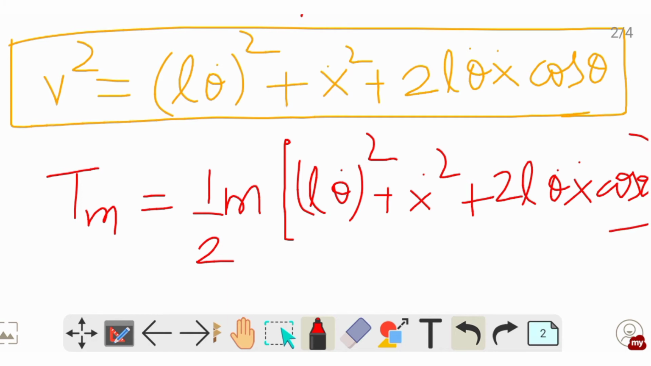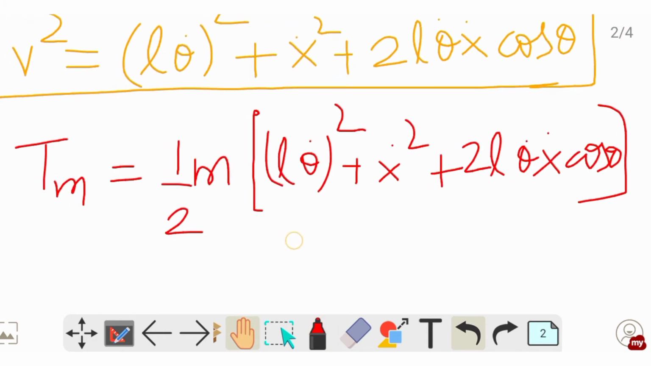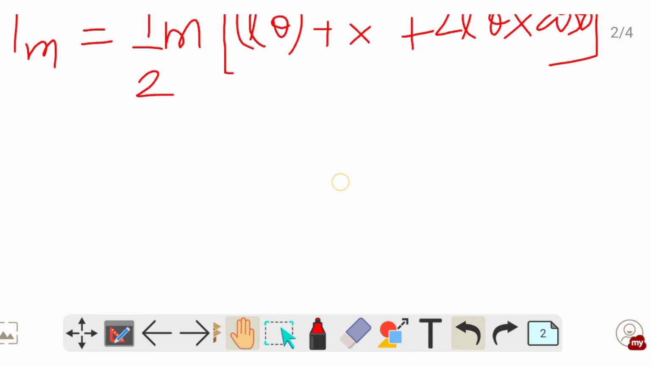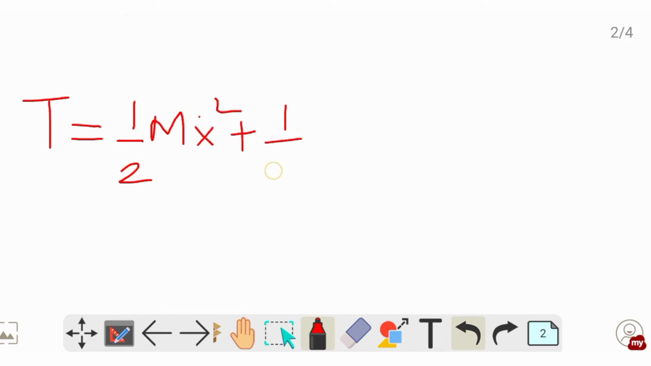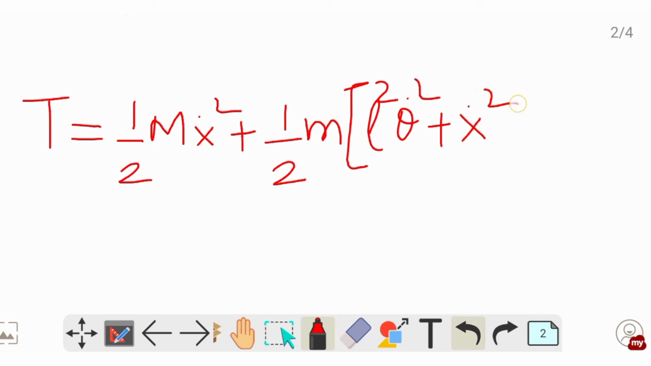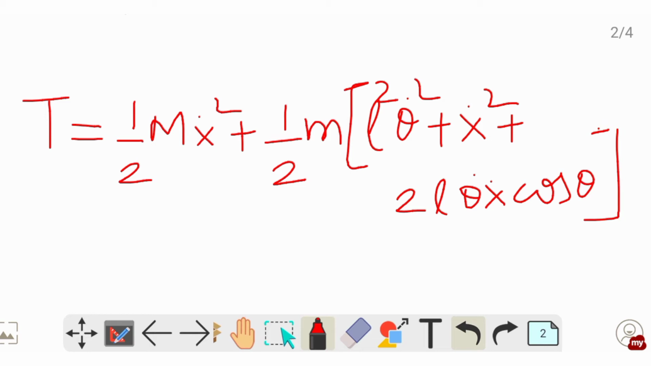So that's all that we need for the kinetic energy, and now we have defined the kinetic energy for both. So the total kinetic energy T is equal to half M x dot square plus half small m times L square theta dot square plus x dot square plus 2L theta dot x dot cos theta. So that's all for the kinetic energy, and for the Lagrangian we need the potential energy also.